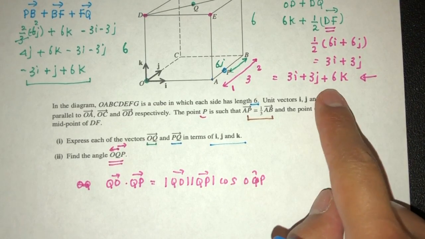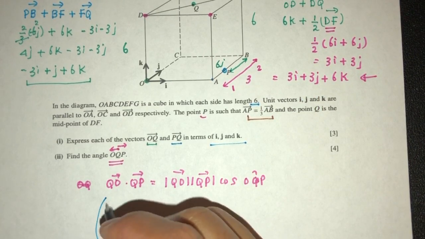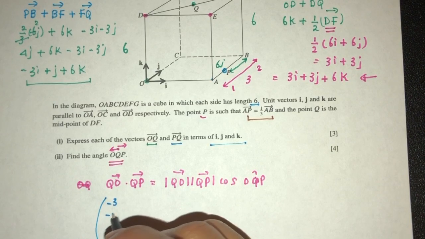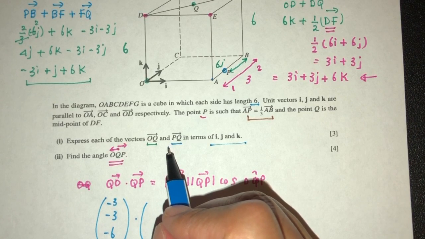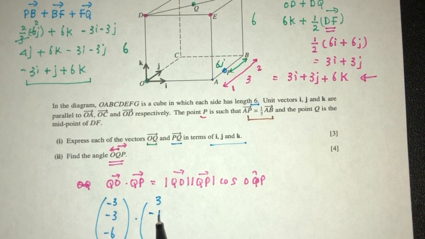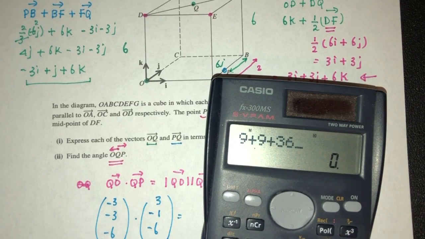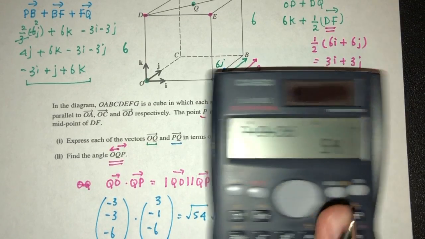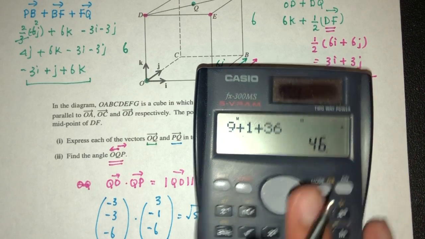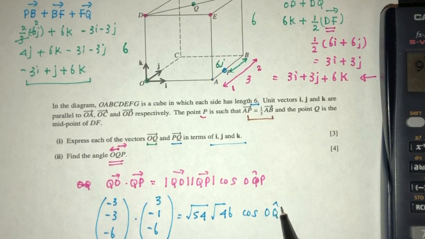Now we know the value of OQ is this, so QO will be in the opposite direction. That will be minus 3, minus 3, and minus 6. And QP will be in the opposite direction of PQ. That should be 3, minus 1, minus 6. And the magnitude is pretty easy as well. That will be square root of 9 plus 9 plus 36, that will be root of 54. And this one as well, that will be 9 plus 1 plus 36, that will be 46.